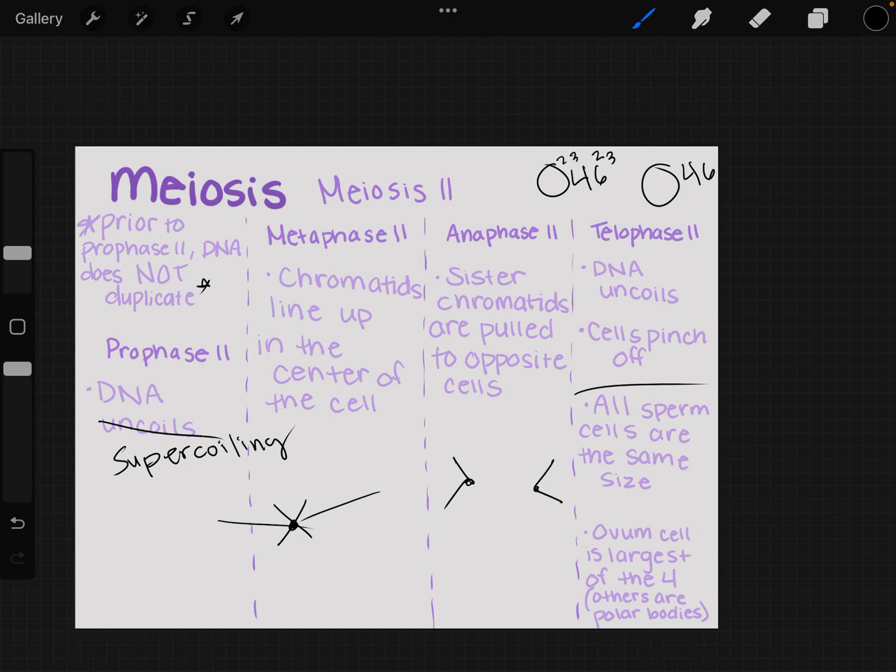To compare meiosis I and meiosis II, there is no pairing up of homologous chromosomes in meiosis II. There's no pairing up of anything. Crossing over will not occur at this point. Sister chromatids are going to be pulled apart in meiosis II, but that won't happen in meiosis I. They're going to stay together because it'll be the homologous chromosomes that are pulled apart.